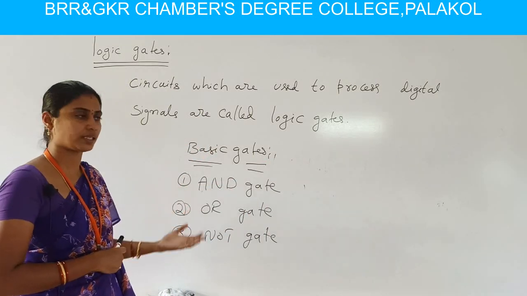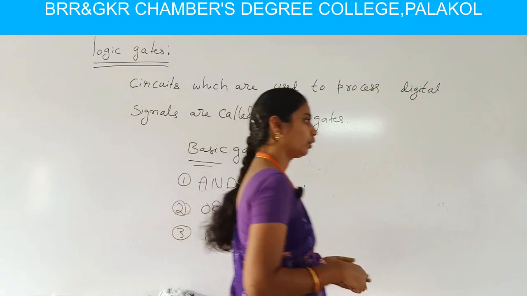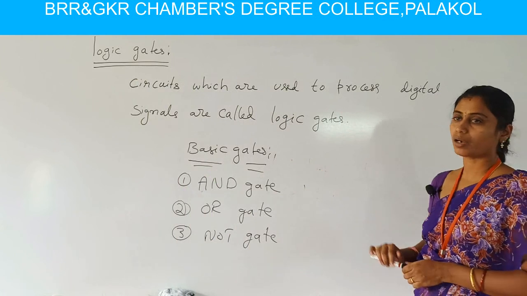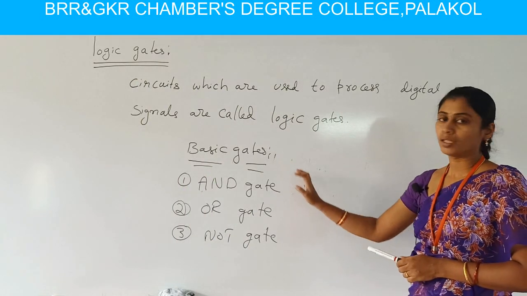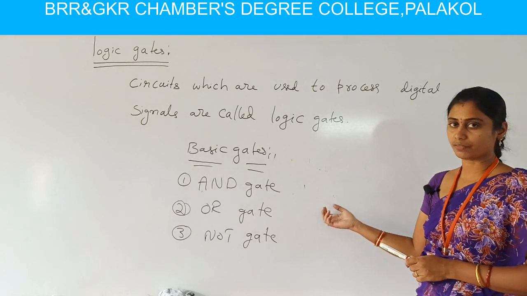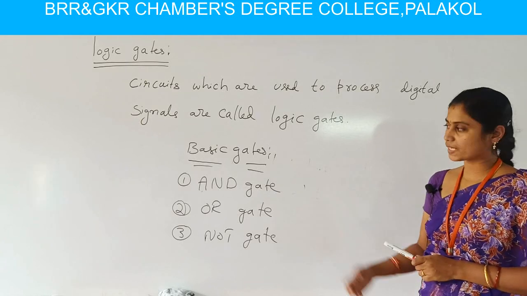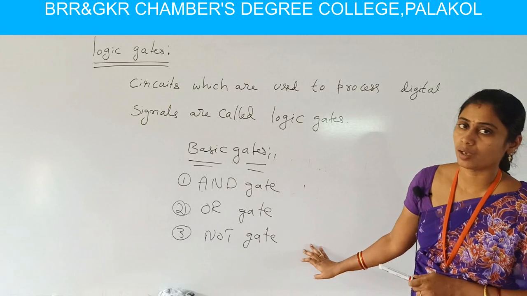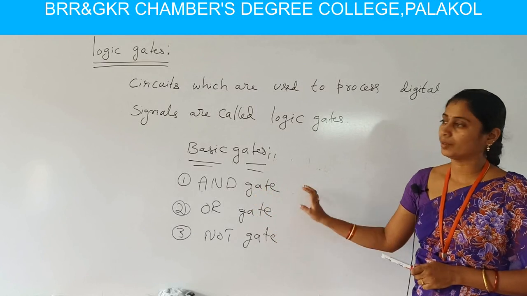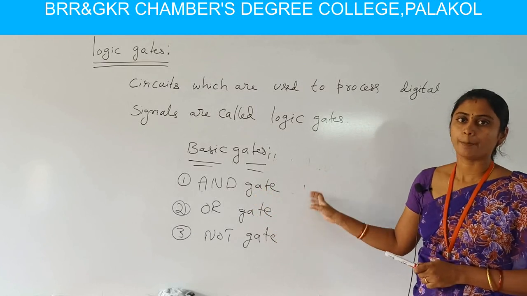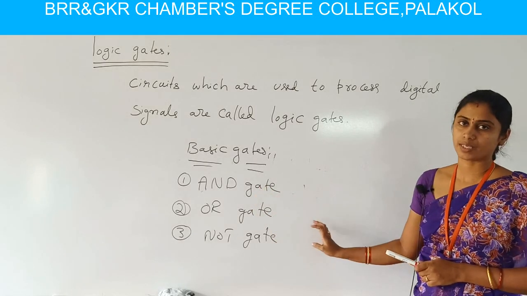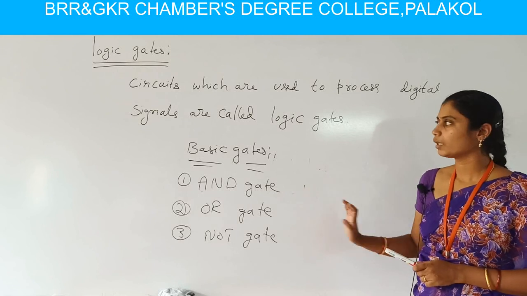By using these basic gates we can construct electronic devices and do mathematical operations, such as arithmetic and other functional operations. By assembling these gates, arithmetic and other functions can be done, and hence these gates are said to be the basic gates.